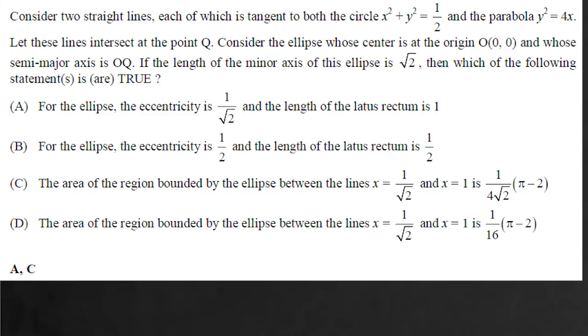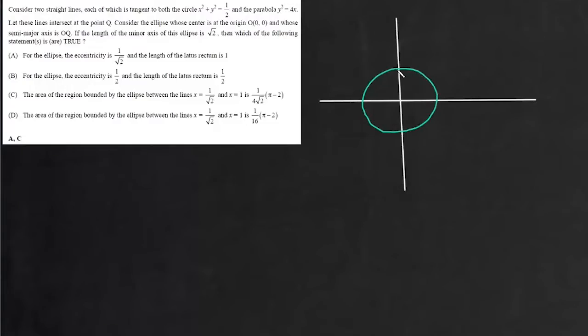Now the question is: consider two straight lines, each of which is tangent to both the circle x squared plus y squared equals 1/2 and the parabola y squared equals 4x. So we have a circle and a parabola. The equation of the circle is x squared plus y squared equals 1/2. And then we have this parabola, y squared equals 4x. Here the value of a is 1.